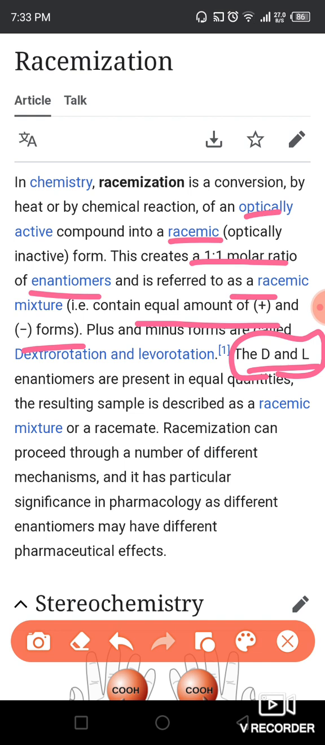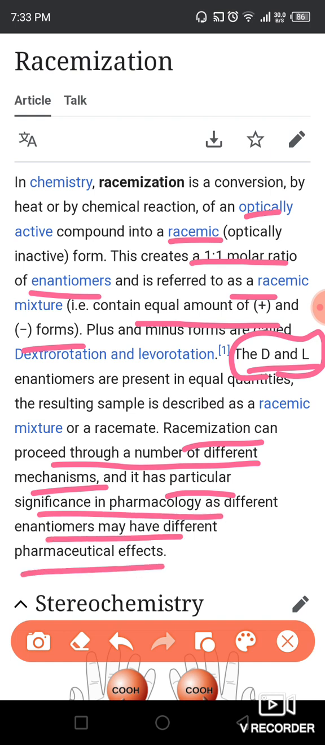And racemization can proceed through a number of different mechanisms. It has particular significance, as the different enantiomers have different pharmaceutical effects. So now we discuss and move on to the next slide.